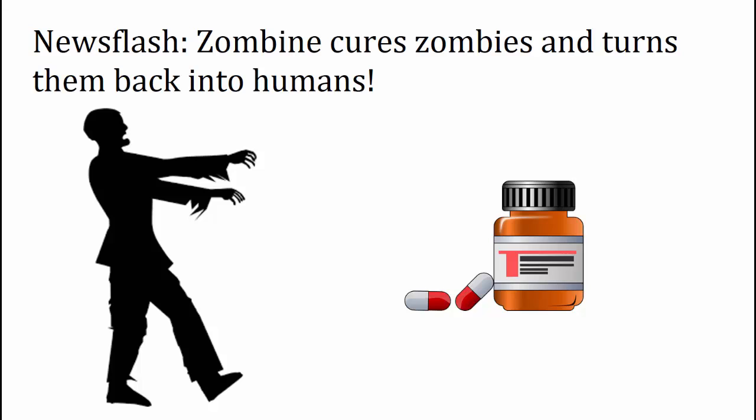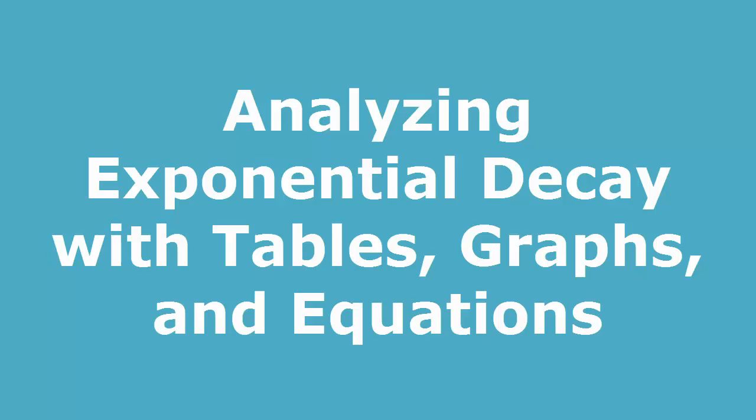Zombine is rumored to be a radioactive substance that can be used to treat zombies and transform them back into humans. Unfortunately, it is very harmful to the individual taking it, with very undesired side effects. However, the substance decays or disappears from the bloodstream very rapidly, about 43% every day. In this lesson, we will analyze this exponential decay situation with tables, graphs, and equations.